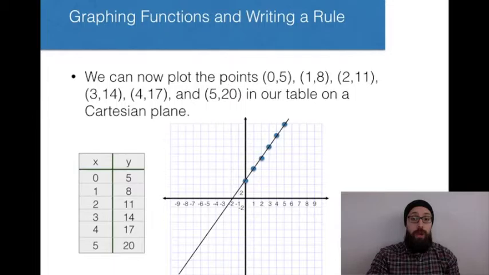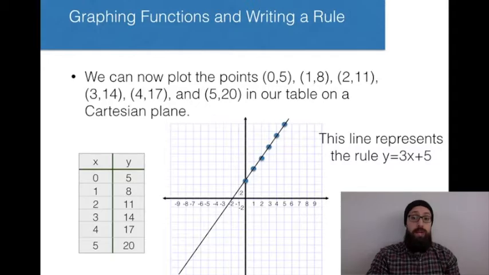Then all we have to do is grab our ruler, line it up, and then draw a line. And we have now graphed the rule y equals 3x plus 5. That's it. So you take what you have on the table and you just transfer it to the graph.